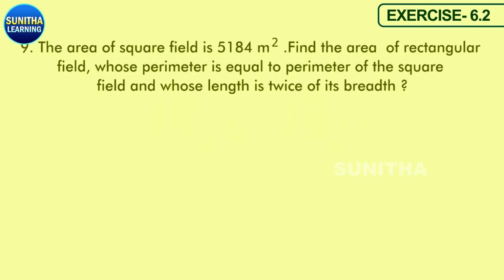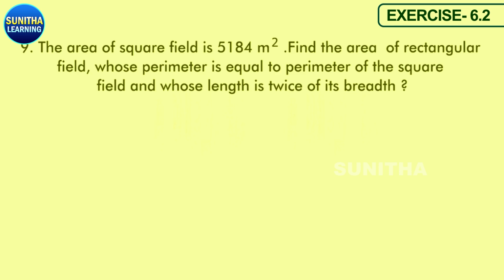Now, let us see the last problem of the exercise, that is the ninth one. The area of the square field is 5184. Now, what is the formula of area of square? S into S, that is side square, side into side. Okay. Now, let us read the full question. We have to find the area of the rectangular field whose perimeter is equal to the perimeter of the square. That is, they have given that the perimeter of the rectangle is equal to the perimeter of the square.